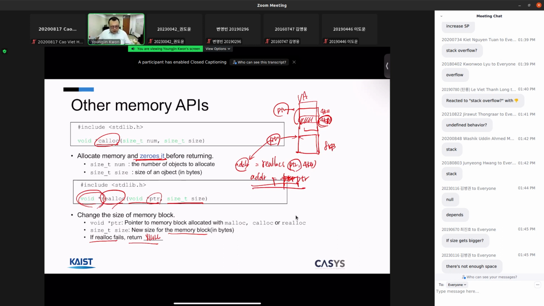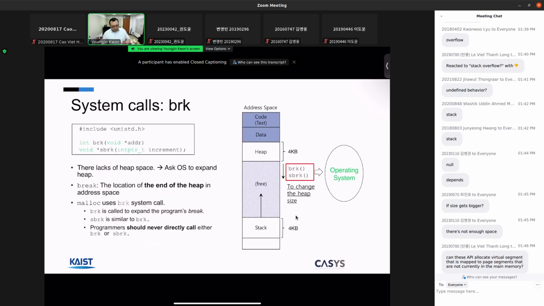Okay, so that's the semantics of the realloc and calloc APIs. All right, so that is the libc part of the memory management API semantics. These are the memory APIs that the memory management system provides, and the malloc memory allocator uses the system call brk. So brk is the system call that increases the heap size.